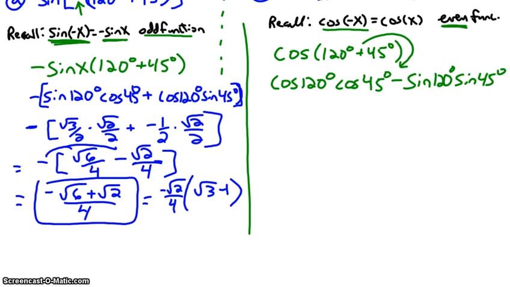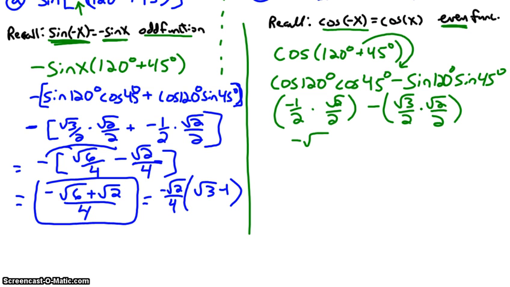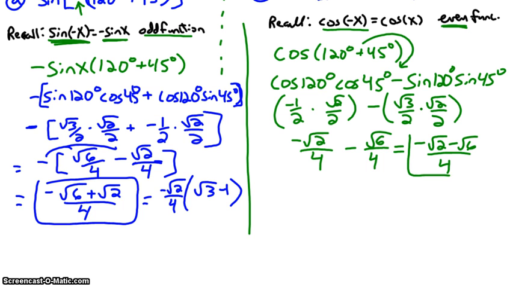Now, what values do we get? We get a negative 1/2 times square root 2 over 2. From that, we're going to subtract a square root 3 over 2 times a square root 2 over 2. So here I go again, seeing something happen that we've seen before: a radical 2 over 4, but notice it's negative. And from that, we're going to subtract a radical 6 over 4, which gives us negative radical 2, subtract radical 6, all over 4.